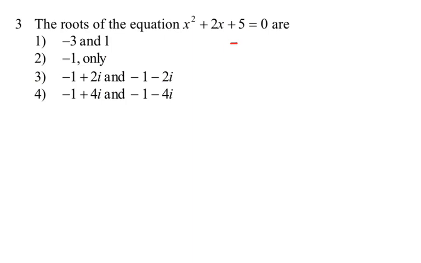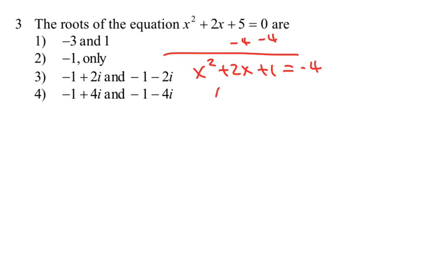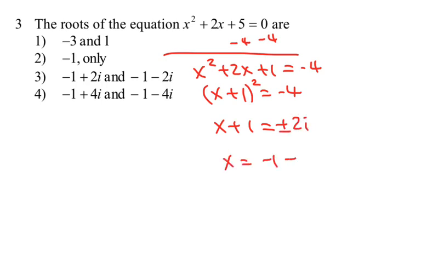All right, number 3. What I'm going to do is find the values of x. I'm going to use completing the square, so I'm going to subtract 4 from each side. Then my left side becomes a perfect square, as you can see over here, equals negative 4. So when you factor the left side, we end up getting x plus 1 quantity squared equals negative 4. Then x plus 1 must be plus or minus 2i. Then x must be equal to negative 1 plus or minus 2i, which is choice 3.